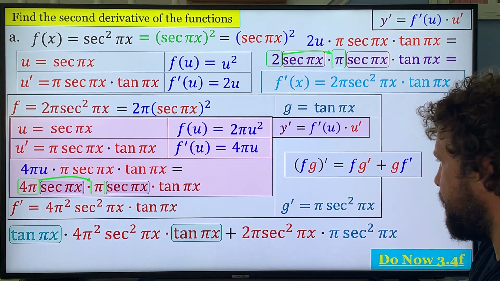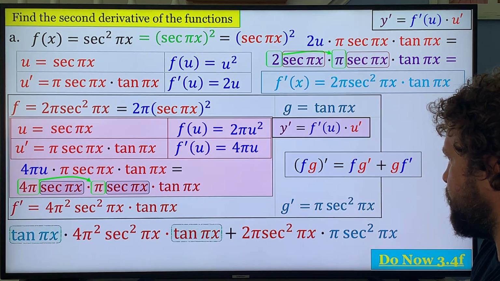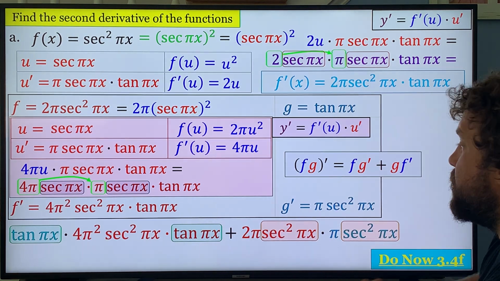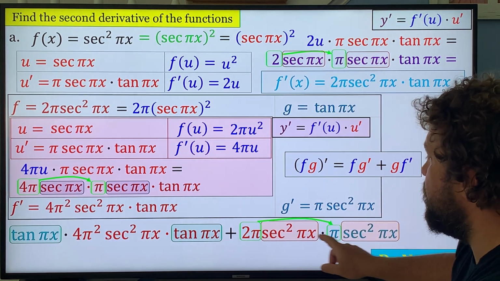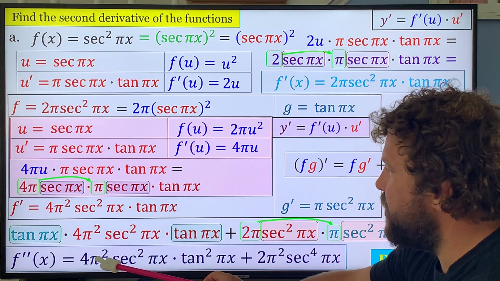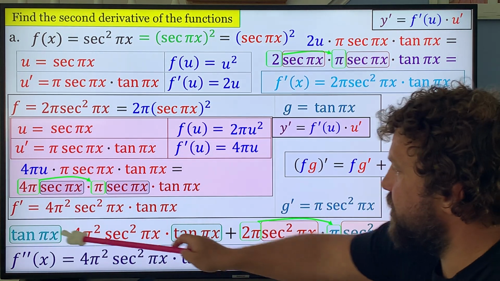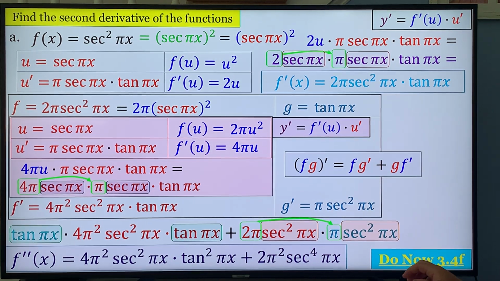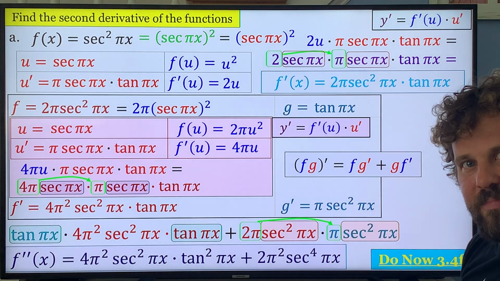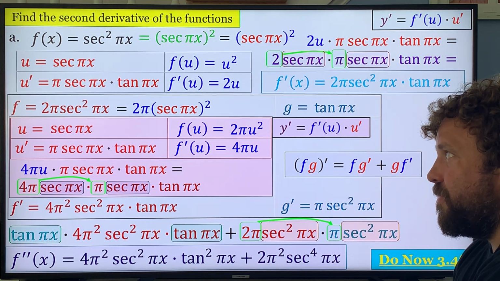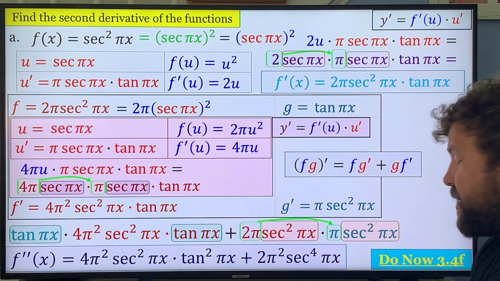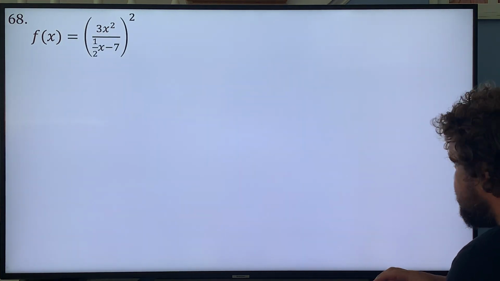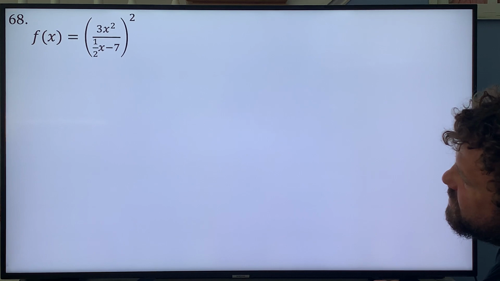All right. And these become secant, 2 plus 2 is 4. These become 2 pi squared. So you got 4 pi squared secant squared pi x tan squared pi x plus 2 pi squared secant to the 4th pi x. Aha! Got it. Fun one? You know it's fun. That's a great one. All right, ready for the next one? This one's not as fun. It's too easy. Actually, it is just as fun.